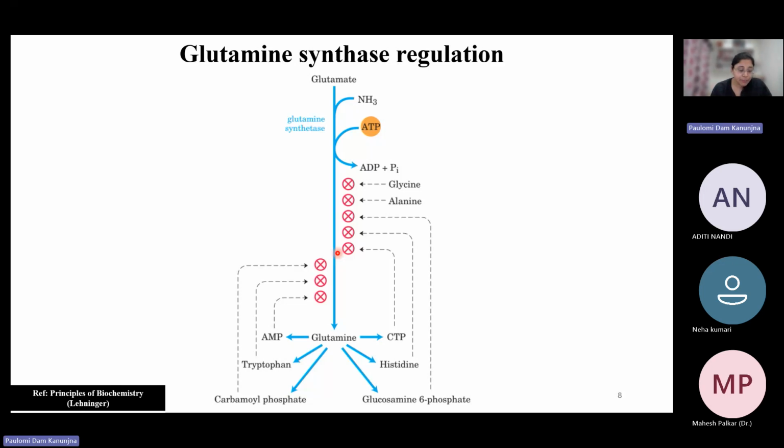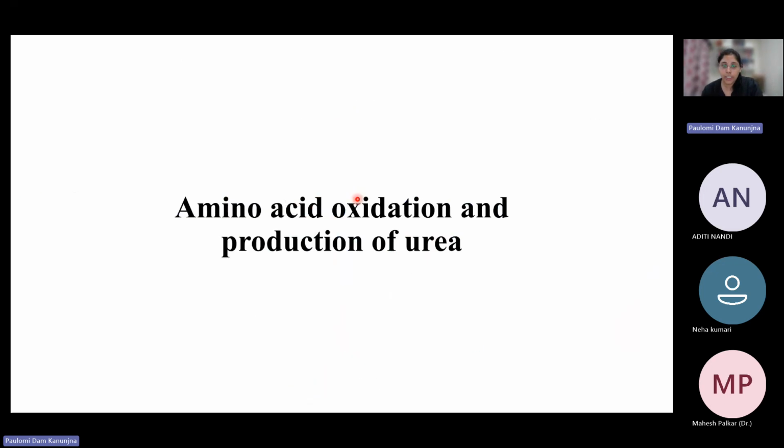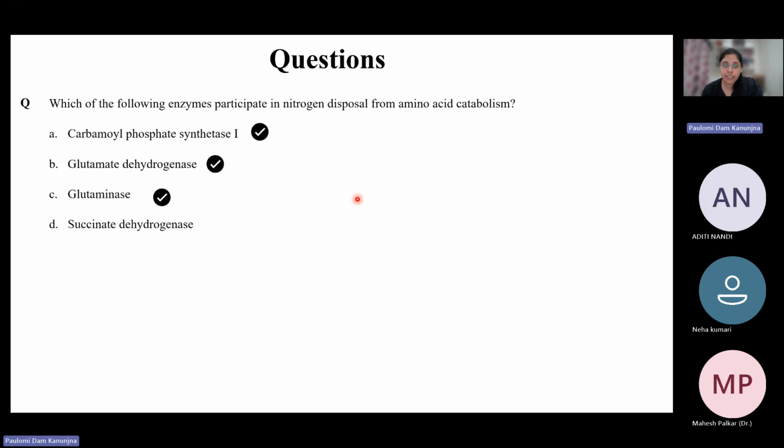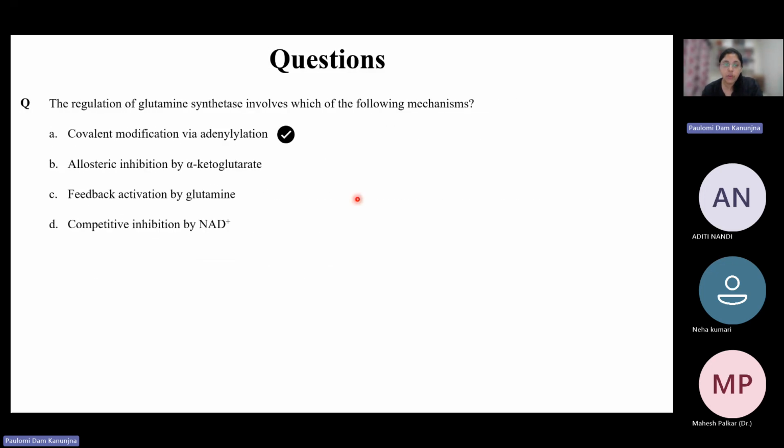Next one said feedback inhibition activation by glutamine. I told you, these are all feedback inhibitions. So it says feedback activation, which is incorrect. All it does is feedback inhibition, that too by several intermediates, right? And the last one said competitive inhibition by NAD plus. Again, you can see there is no allosteric effect of NAD plus. So that's why the correct answer to this question is only A, covalent modification by adenylation. All right, this answer is clear.